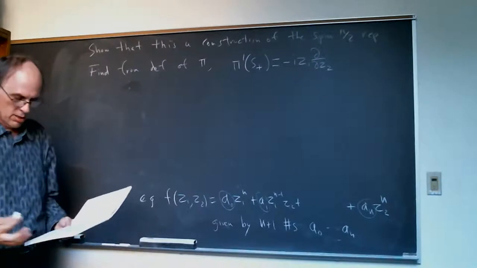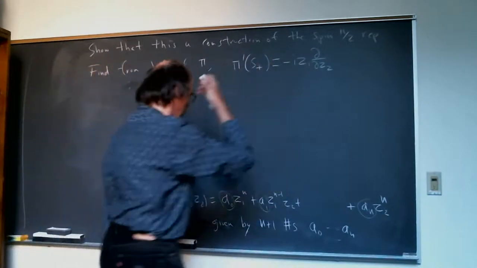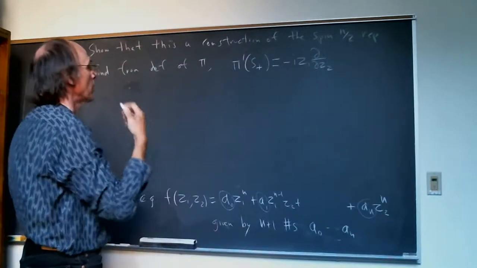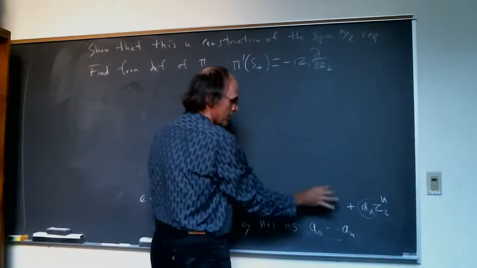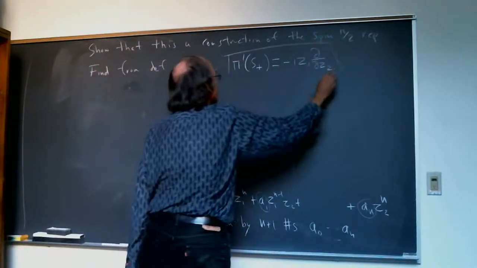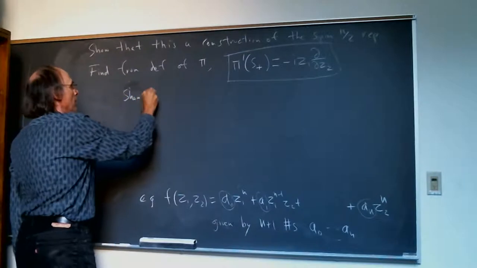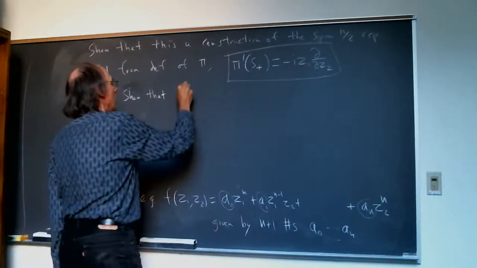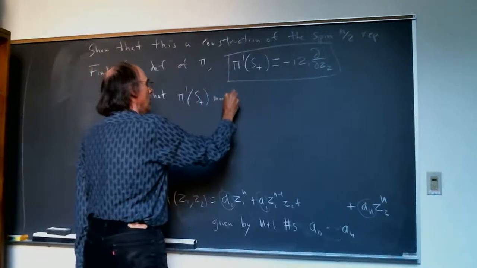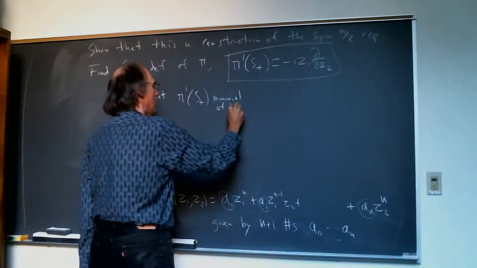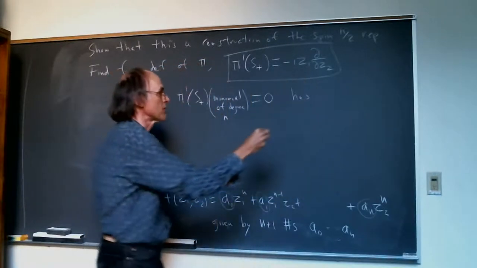And now I've got this backwards then. Let's see. Okay. Anyway, I'm sorry. So this is worked out in the notes, and if I try and just do this again... you can try to find the formula for this guy, and then show that pi prime of s plus applied to some monomial of degree n is equal to zero has, up to scalars, one solution.